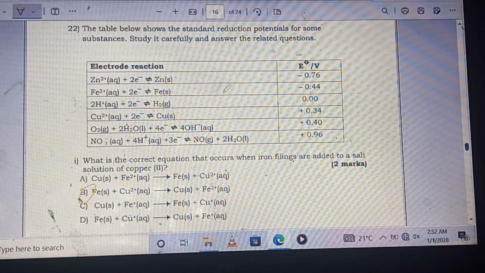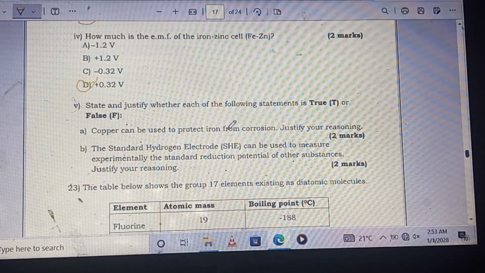As you see, this is anode, this is cathode, this is anode. You take negative 0.44 minus negative 0.76. State and justify whether each of the following statements is true or false.